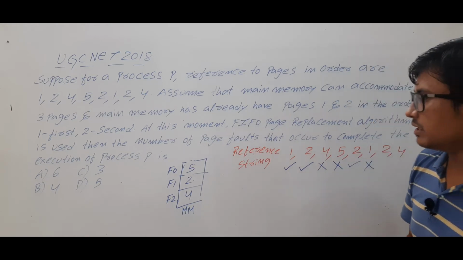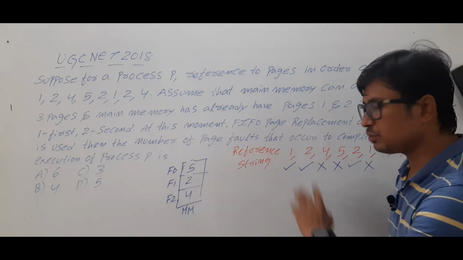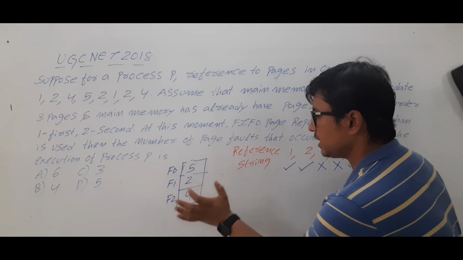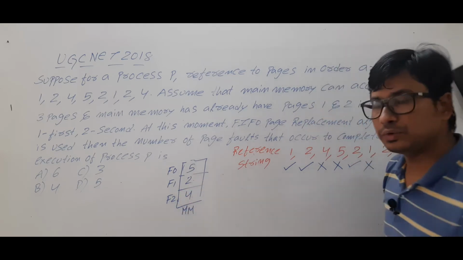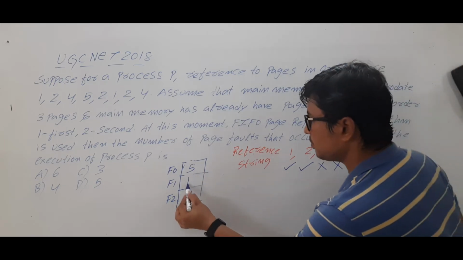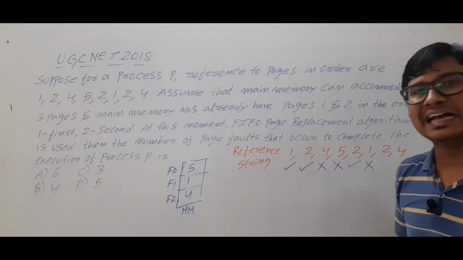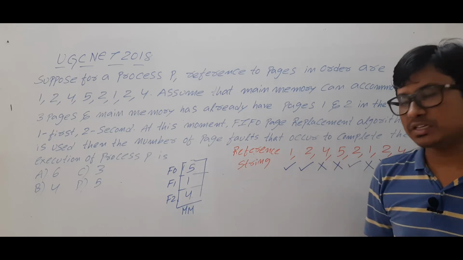Now look here. Main memory is full. So you need to find a victim page and you have to remove it. Now look, among page number 5, page number 2 and page number 4, which page was inserted first? Page number 2. So page number 2 has to be removed and then you have to load page number 1. Is it clear? Now immediately the CPU is trying to access page number 2.